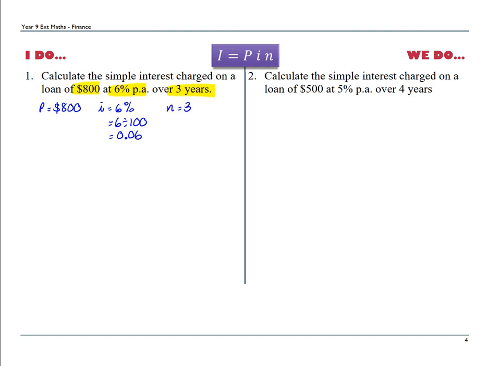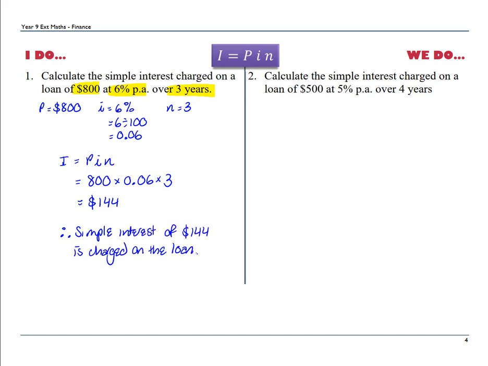I want you to get into the habit of doing that because as problems get harder, not just simple interest, it's really important to write down what you know so you can work out how to answer a question. So write the formula, substitute the information: principal multiplied by our interest multiplied by our number of years, then go to your calculator and work out what that is. And we get $144. Therefore, simple interest is $144.